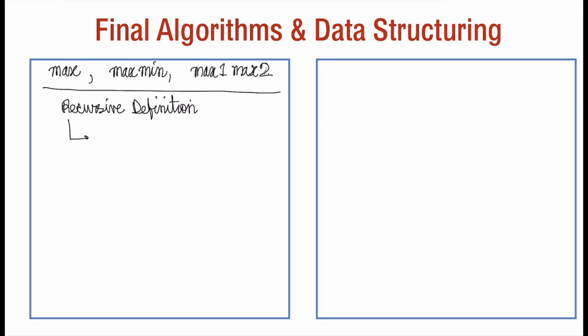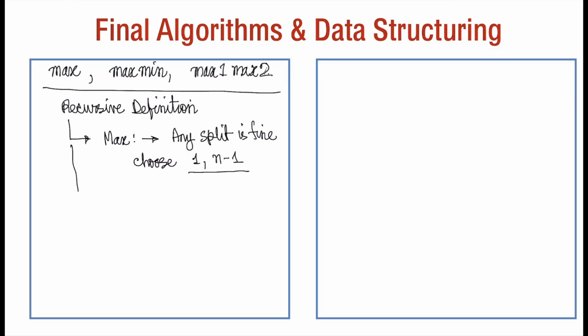And from this recursive definition, for the max problem, any split is fine. Therefore, we did 1 n minus 1. So we choose 1 n minus 1. That means this is the split we choose, because this yields a very straightforward algorithm.